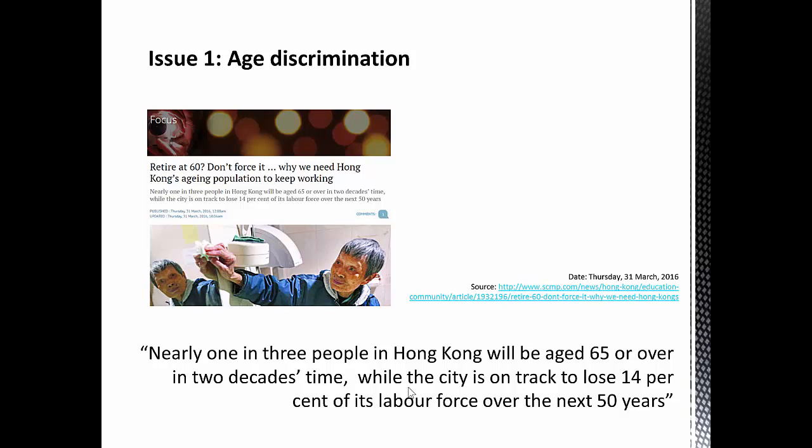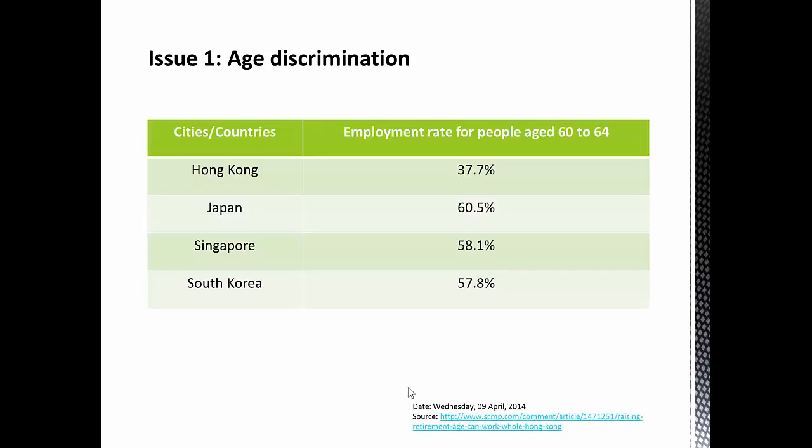Another article in 2016 suggested that nearly 1 in 3 people in Hong Kong will be aged 65 and over in 2 decades' time, while the city is on track to lose 40% of its labor force over the next 50 years. A statistic in 2014 compared Hong Kong with the countries which also face the problem of an aging population. It finds that Hong Kong has a lower employment rate for people aged 60 to 64.